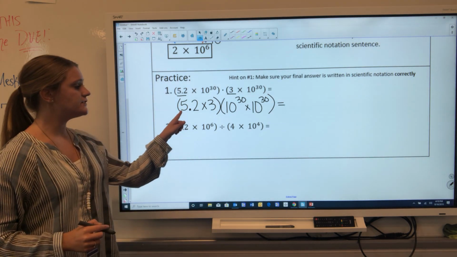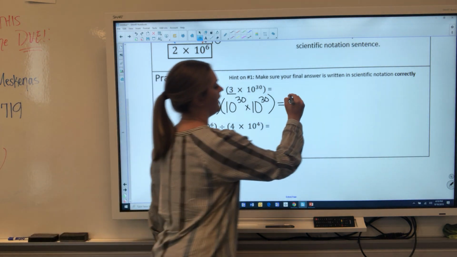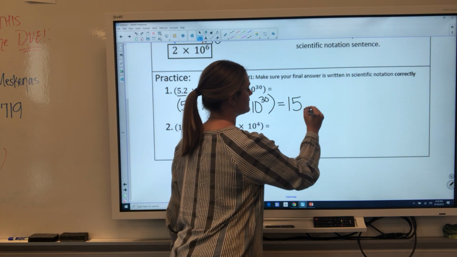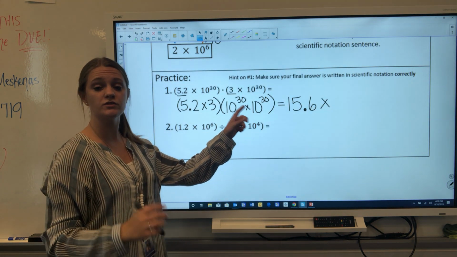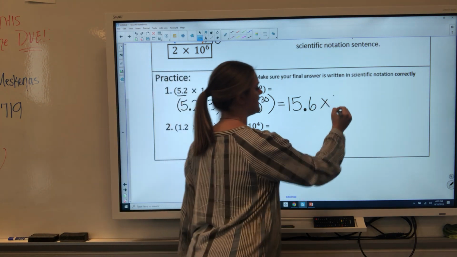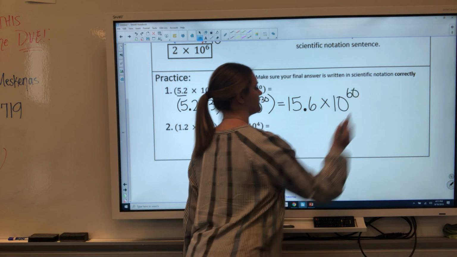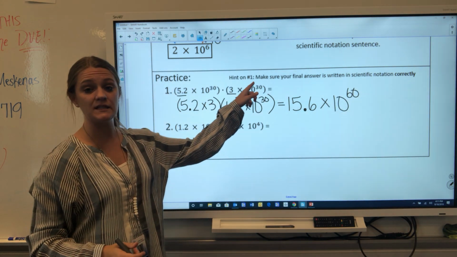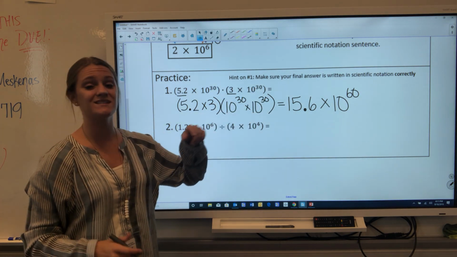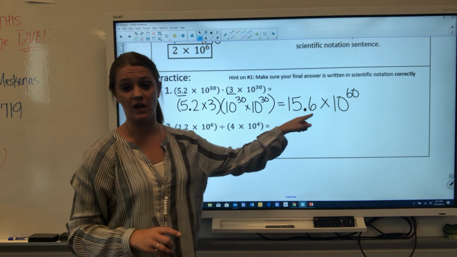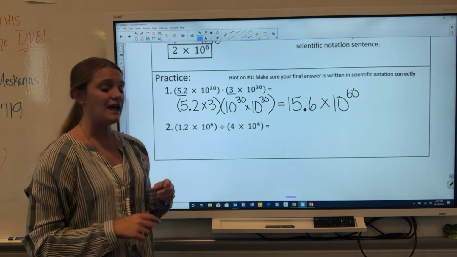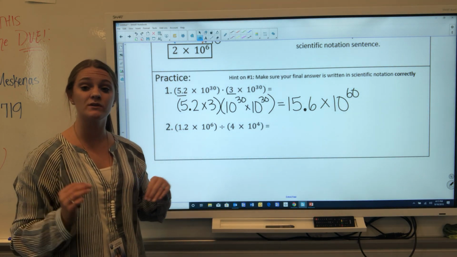All right, when I do 5 and 2/10 times 3, I get 15 and 6/10. And when I multiply these powers of 10, it's the product rule, so I just add the exponents. So 10 to the 60th power. If you notice your hint, it says make sure your final answer is written in scientific notation correctly. There's a problem with this coefficient. We talked about this earlier this week. If it's not between 1 and 10, you have to rewrite it.